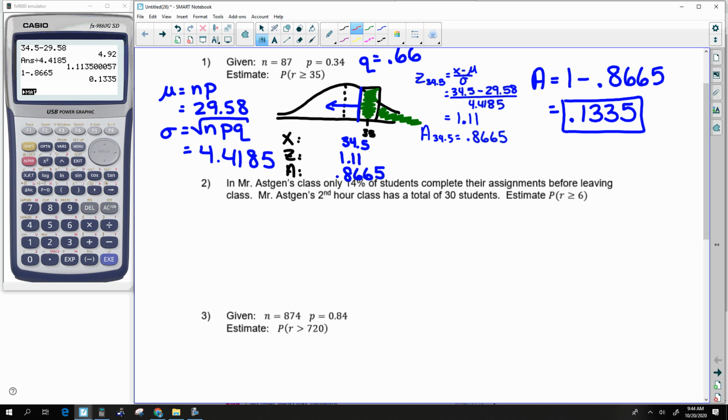Number 2. In Mr. Ash's class, only 14% of the students complete their assignments before leaving class. Wow, that's pretty good. So the probability is 14%. That means the probability of not completing that would be 0.86. In Mr. Ashton's second hour class, he has a total of 30 students.